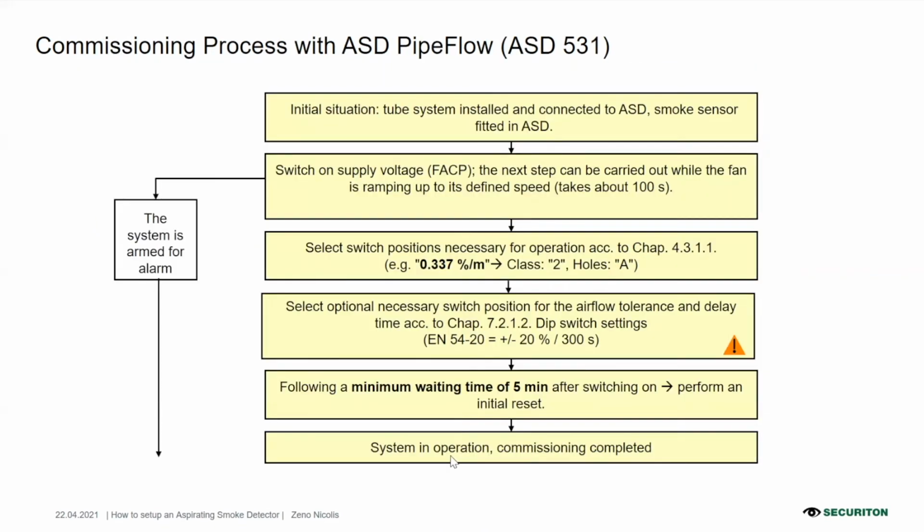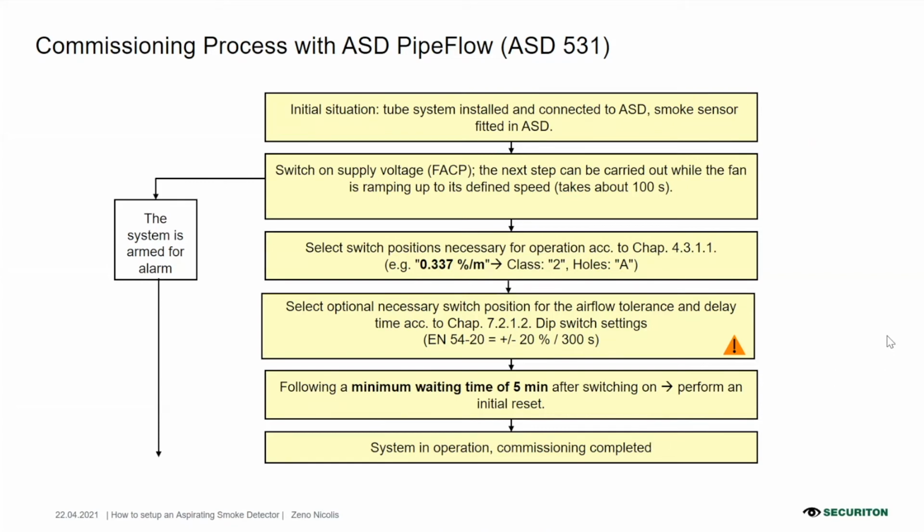Okay, let's see how the commissioning process is with ASD 531 if we use ASD Pipe Flow, because we said we don't have the PC, we cannot use the PC. So the procedure is very similar to other ASDs. The only difference is the way in which we configure it, because as I said, I cannot use the PC, but I have to enter the parameter from the ASD Pipe Flow.